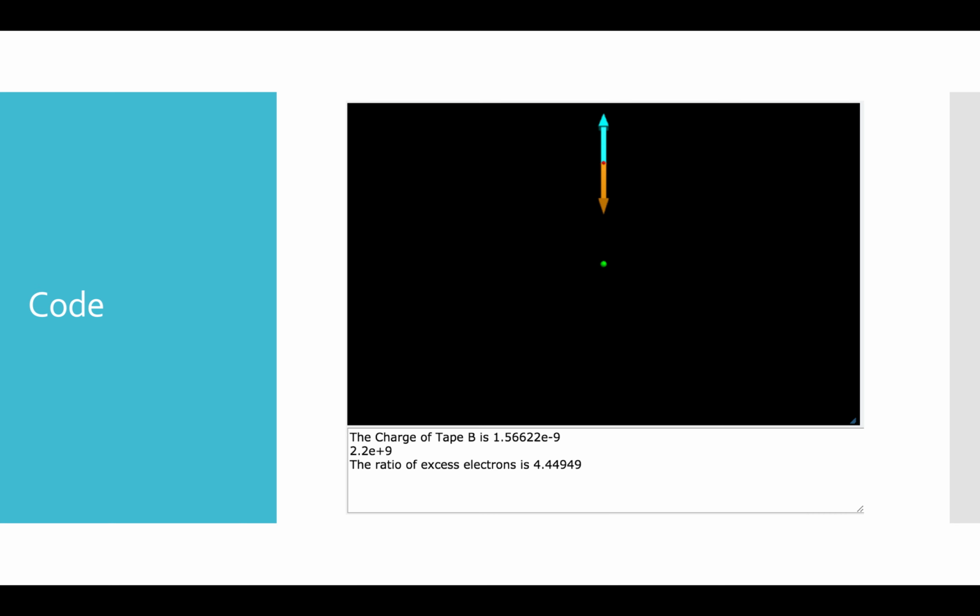My GlowScript code is uploaded to Canvas as well, but this is just the overall view that I resulted in when I ran it. As you can see, it was able to get the same numbers that I did. In this visual representation, the red dot is tape B and the green dot is tape A. The blue arrow pointing upward is tape A's electric force on tape B, and the orange arrow pointing downward is the gravitational force exerted on tape B.